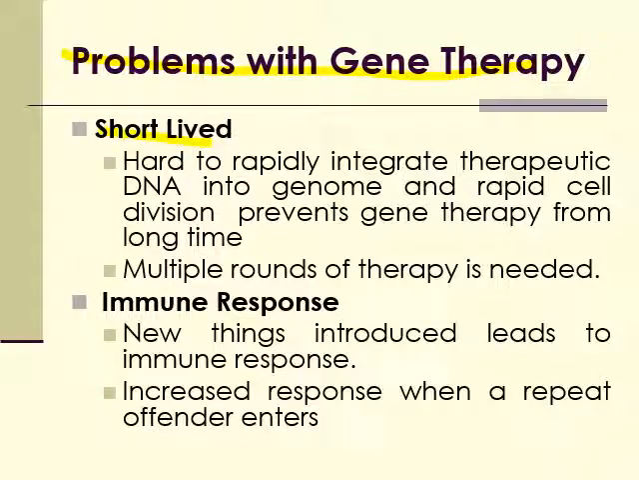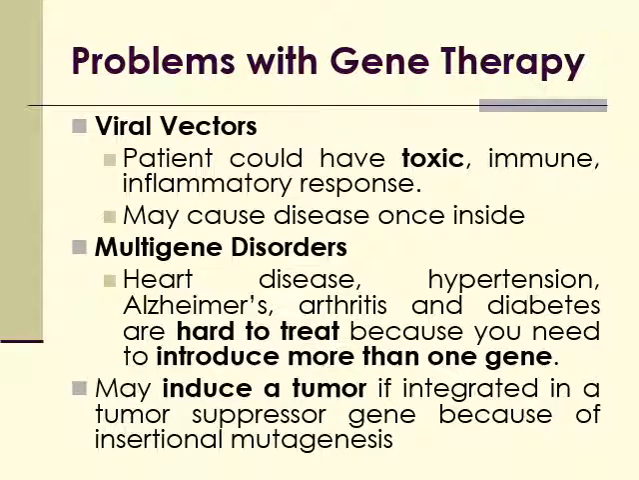So multiple rounds of therapy are needed. Then there is the immune response: new things introduced in our body lead to an immune response, with an increased response when a repeat offender enters. With viral vectors, patients could have toxic, immune, or other inflammatory responses to the vectors inserted in our body. Multi-gene disorders like heart disease, hypertension, Alzheimer's, arthritis, and diabetes are hard to treat because you need to introduce more than one gene. It may also induce a tumor if integrated in a tumor suppressor gene because of insertional mutagenesis.